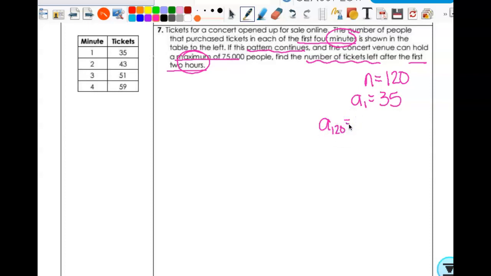And what's the common difference here? 8, okay? And be careful, especially in a table. Make sure you know if it's a positive or negative 8. Only a positive 8 would make sense here. But when you subtract, make sure you're paying attention to the direction of subtraction so you know the sign of your number. So it is 8 times 120 minus 1, plus 35.